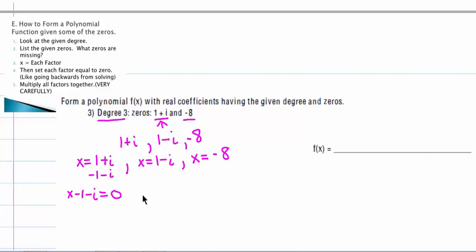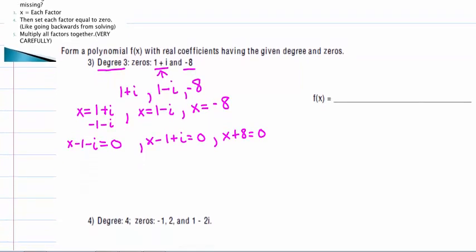Do the same thing with the next one. x minus 1 plus i equals 0. Do that with the last one. Add 8 to both sides. So I have x plus 8 equals 0. Here are my 3 factors. Now I'm going to multiply them together.